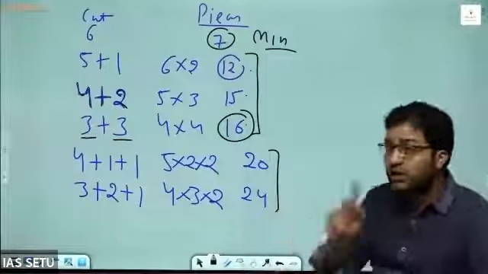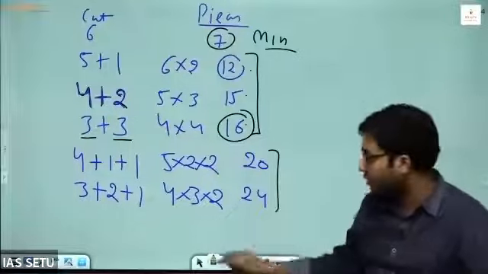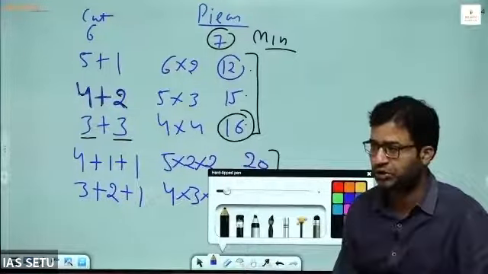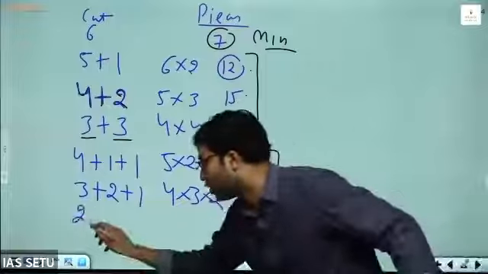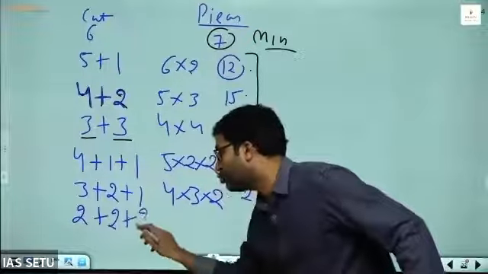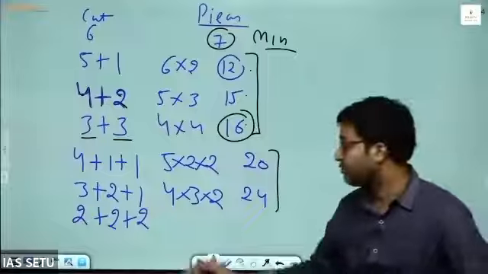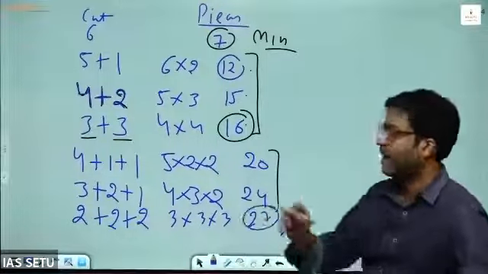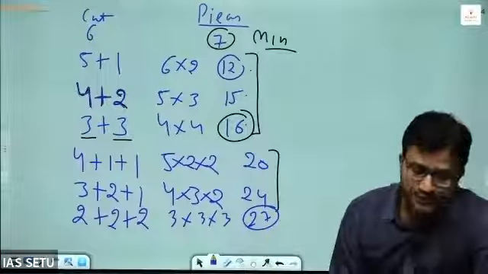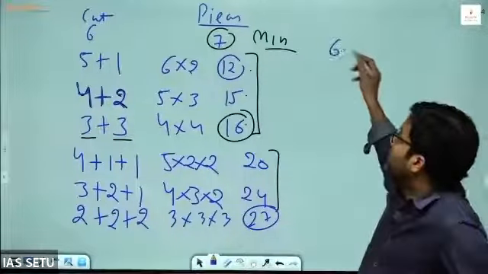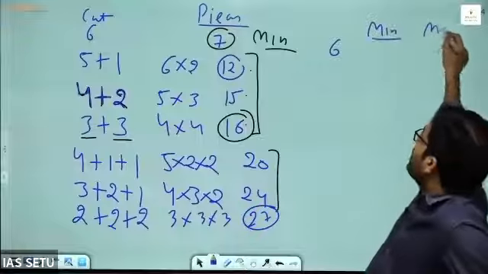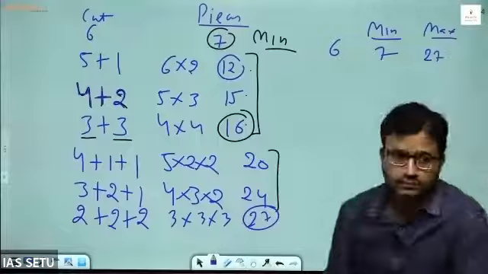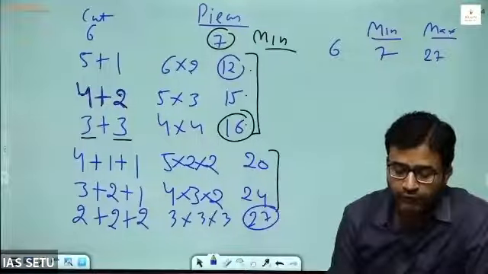Here for 3 axes, 24 is not maximum. For 3 axes, to get maximum number of pieces, your distribution has to be uniform distribution. What is the best distribution? 2 cut on X, 2 cut on Y, 2 cut on Z. That will give you 3 into 3 into 3, 27 pieces. That is maximum. So the point is, the examiner will say you have to put 6 cuts. What are the minimum pieces possible and what are the maximum pieces possible? Minimum 7, maximum 27. And how will we find the minimum?